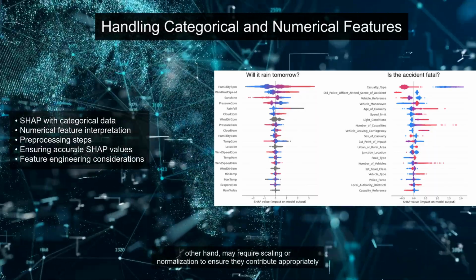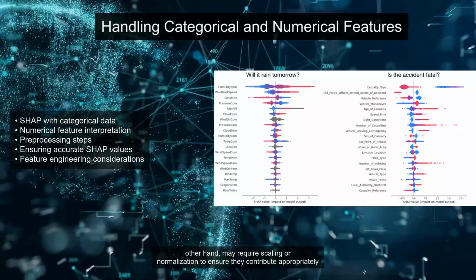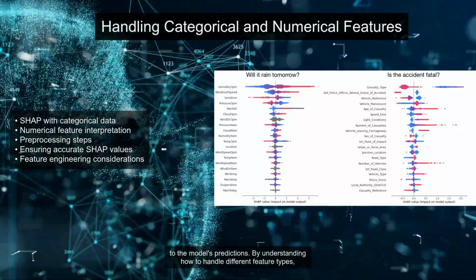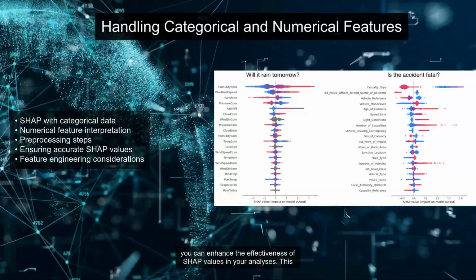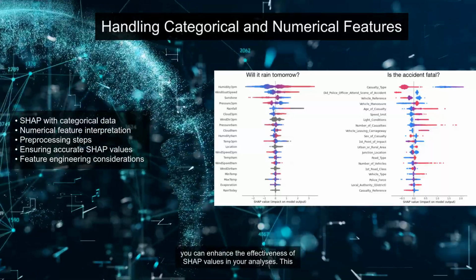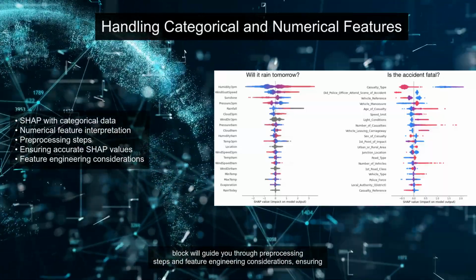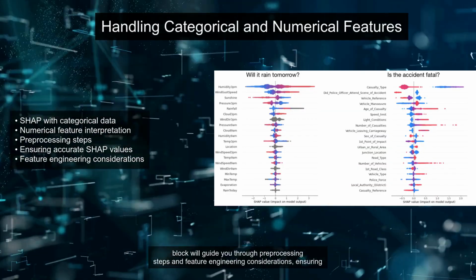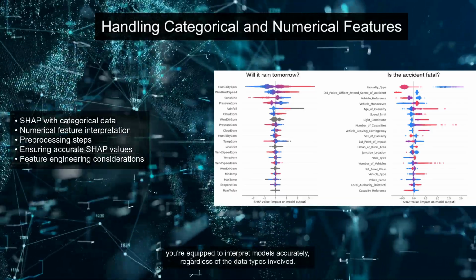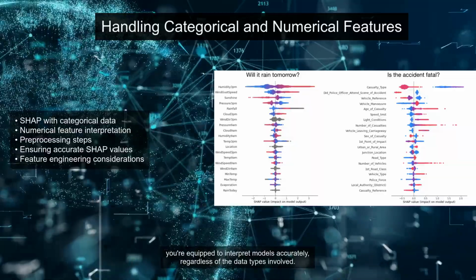Numerical features, on the other hand, may require scaling or normalization to ensure they contribute appropriately to the model's predictions. By understanding how to handle different feature types, you can enhance the effectiveness of SHAP values in your analyses. This block will guide you through pre-processing steps and feature engineering considerations, ensuring you're equipped to interpret models accurately, regardless of the data types involved.